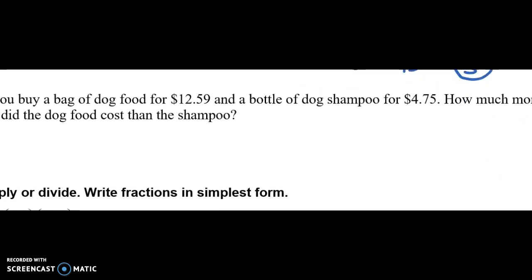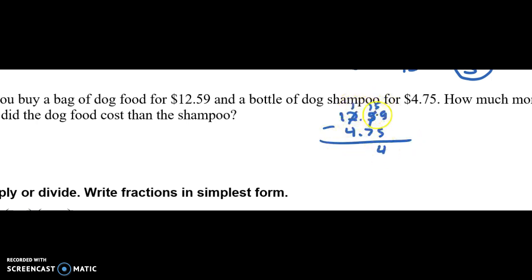All right, the second one says you buy a bag of dog food for $12.59 and dog shampoo for $4.75. How much more did the dog food cost than the shampoo? So dog food is $12.59. If you want to know how much more it costs, you would need to subtract. So I'm going to take $12.59 subtract 4.75, that would give me my answer. The big thing here is just remember to line up your decimals.